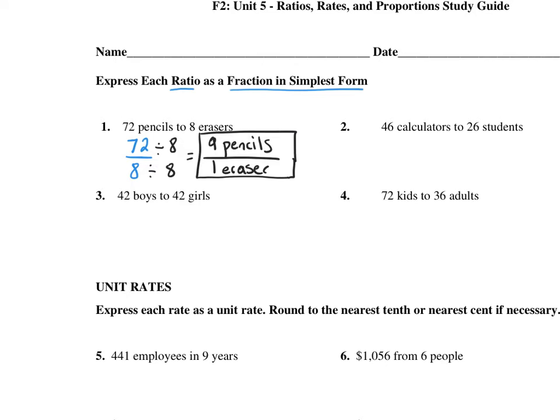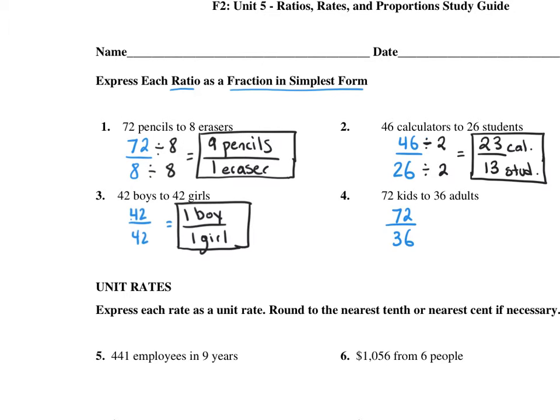Go ahead and check the next few. Go ahead and check your answers for 2 and 3. Remember, on 3, it's 1 to 1. We still need that 1 on the bottom there. Number 4, once you got your ratio, you tell me how you simplified it. You should have simplified it down to 2 kids for every 1 adult.